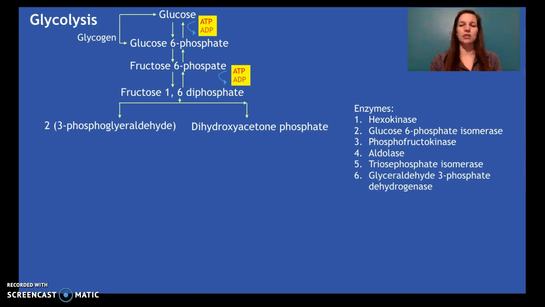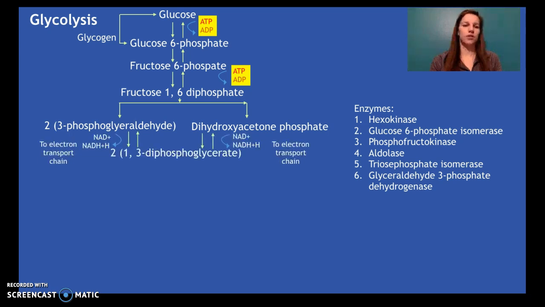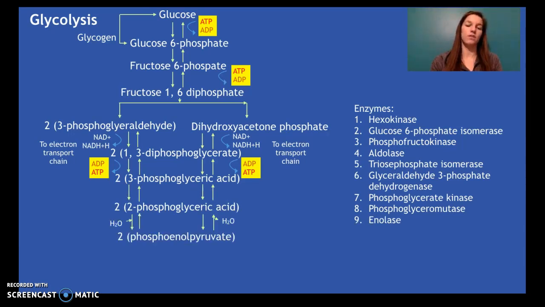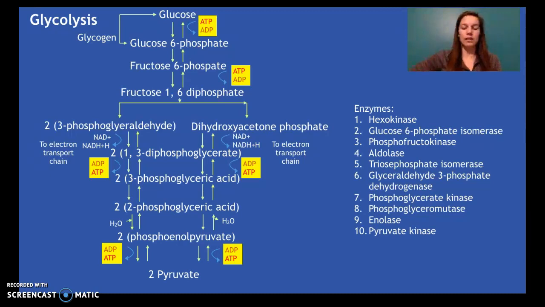Glyceraldehyde 3-phosphate dehydrogenase will give us 1,3-diphosphoglycerate. And here we have NAD plus reduced to NADH plus H, which those will go to the electron transport chain. And then phosphoglycerate kinase will give us 3-phosphoglyceric acid. Here we get ADP now to ATP, and then phosphoglyceromutase to 2-phosphoglyceric acid, enolase to give us phosphoenolpyruvate, pyruvate kinase to give us pyruvate, and we pick up 2 more ATP.